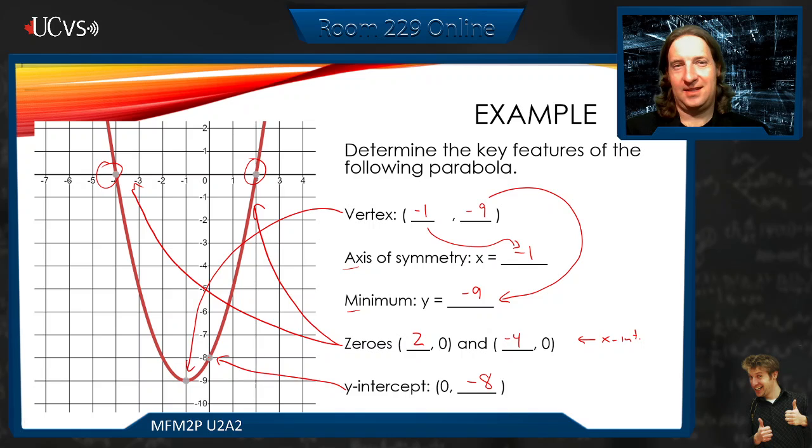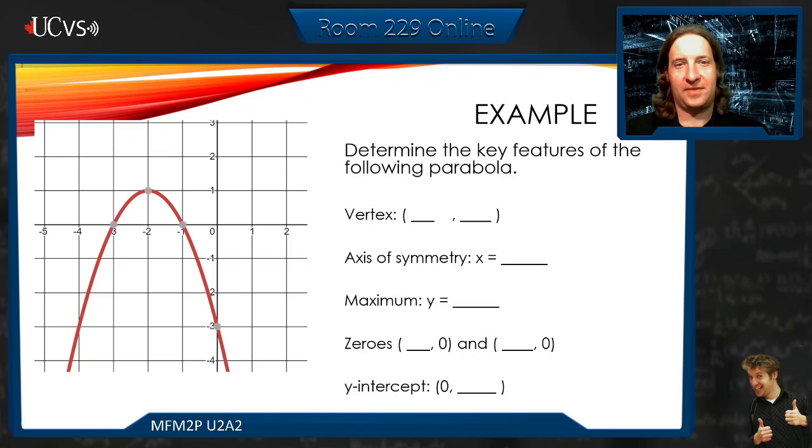That's pretty straightforward once we have an example like that. So you get your vertex. From the vertex, you can get your axis of symmetry and your minimum or maximum. Then you can look at where it hits the x-axis to get your zeros, and where it hits the y-axis to get your y-intercept.